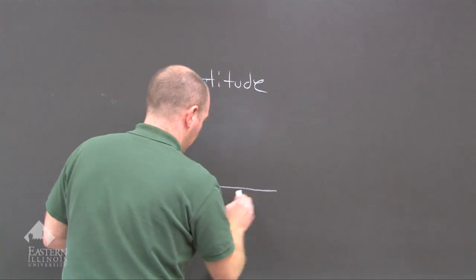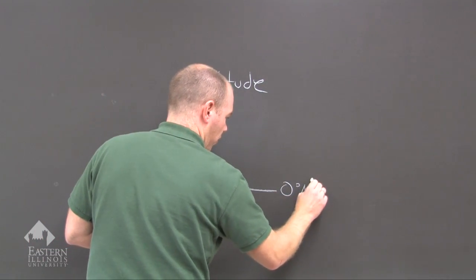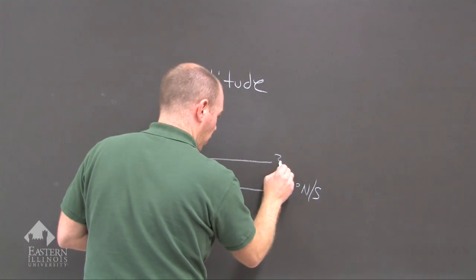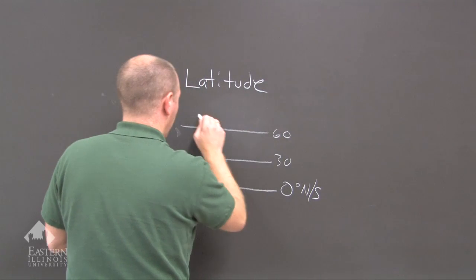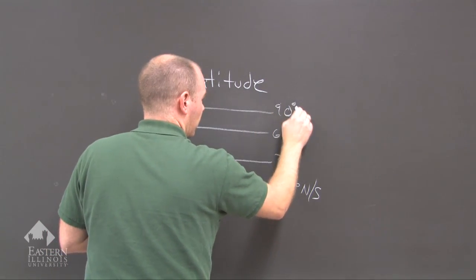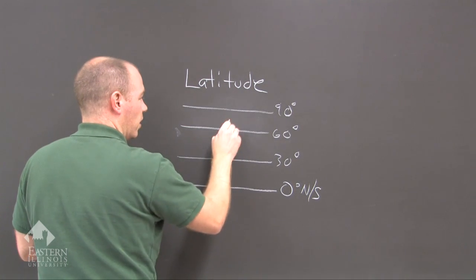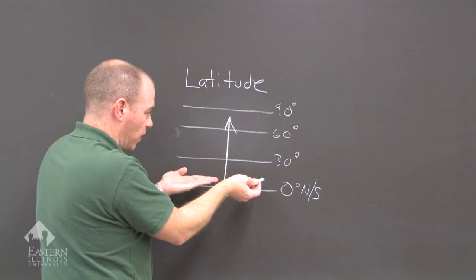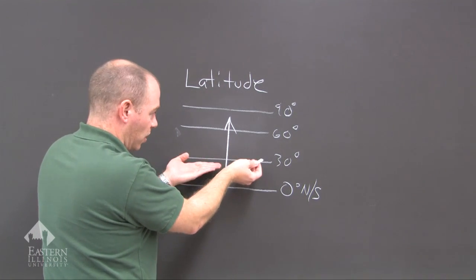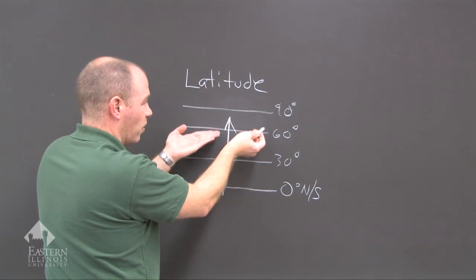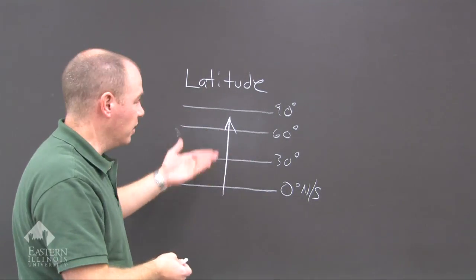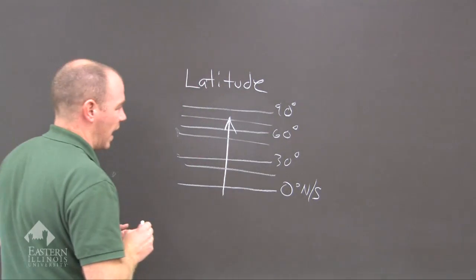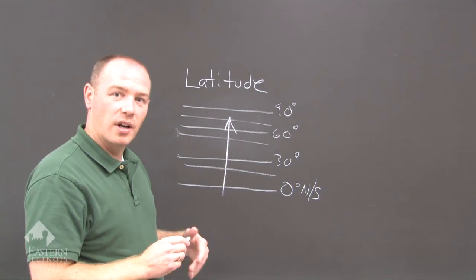If we start at 0 degrees north and south, which is the equator, and we go north to 30, and then to 60, and then finally to 90, it gets progressively colder. It gets cooler as we go from 0, the tropics, to 30 degrees north, to 60 degrees north, and then finally we get to extreme cold at 90 degrees north. So these temperatures change according to latitude. So this is a temperature change by latitude.